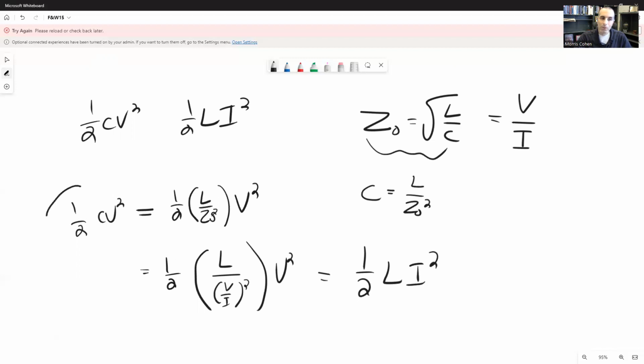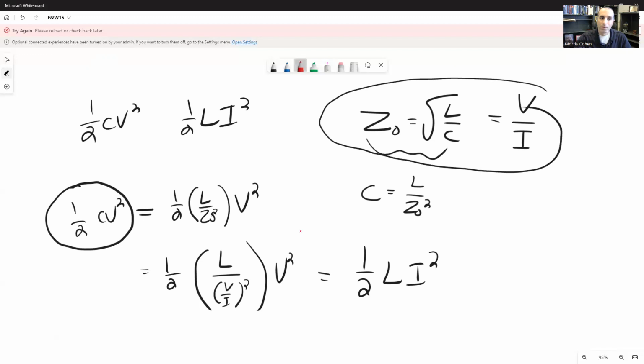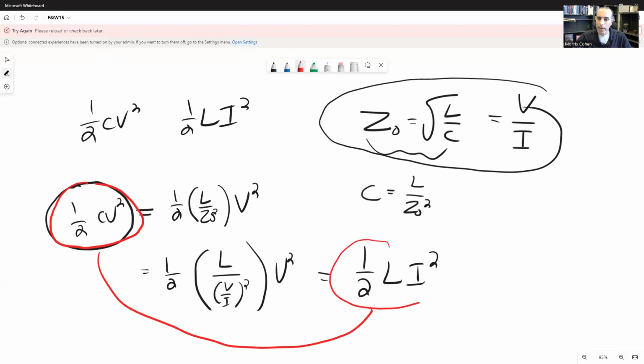All right, notice we started out with the energy that's stored in a capacitor. And we simply used our definition of transmission line impedance. And with that, we were able to directly determine the energy that's stored in the inductor. And what's amazing, what this tells us is that they're equal, right? It's actually an incredible insight about what the transmission line was doing.